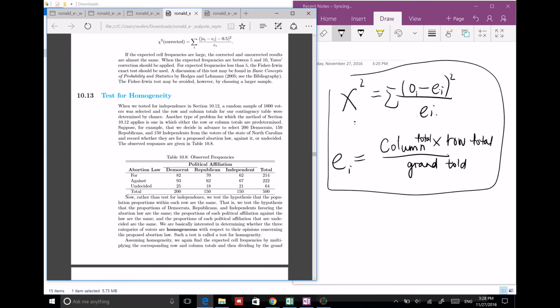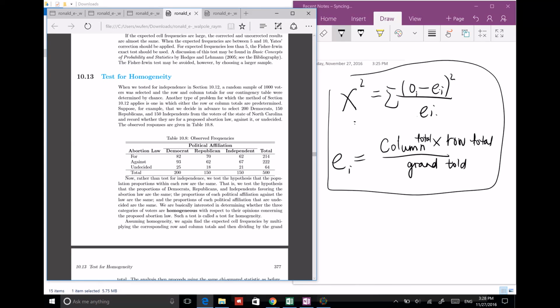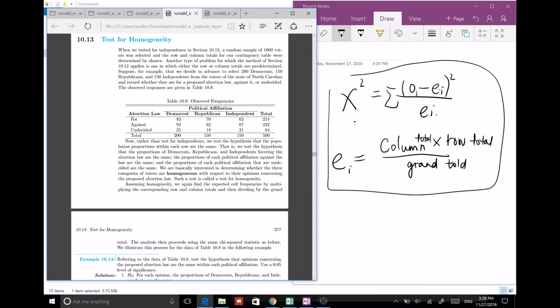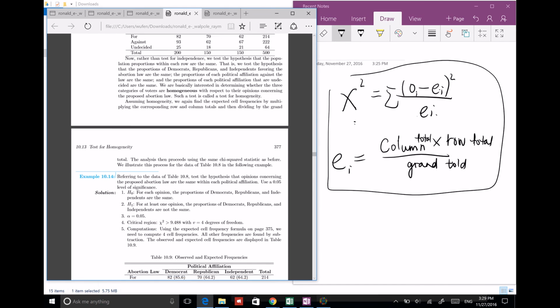Test for homogeneity. Let me think. This one is like independence, with a random sample, but it involves more than just two samples. We are basically interested in determining whether the three categories of voters are homogeneous with respect to their opinions concerning a proposed abortion law. Such a test is called a test of homogeneity. Homogeneous basically means they are all equivalent or the same.